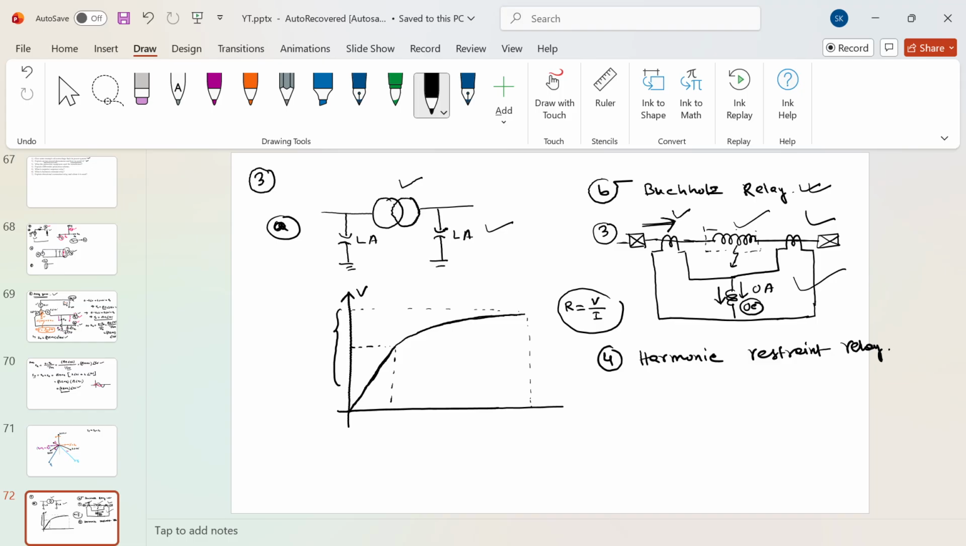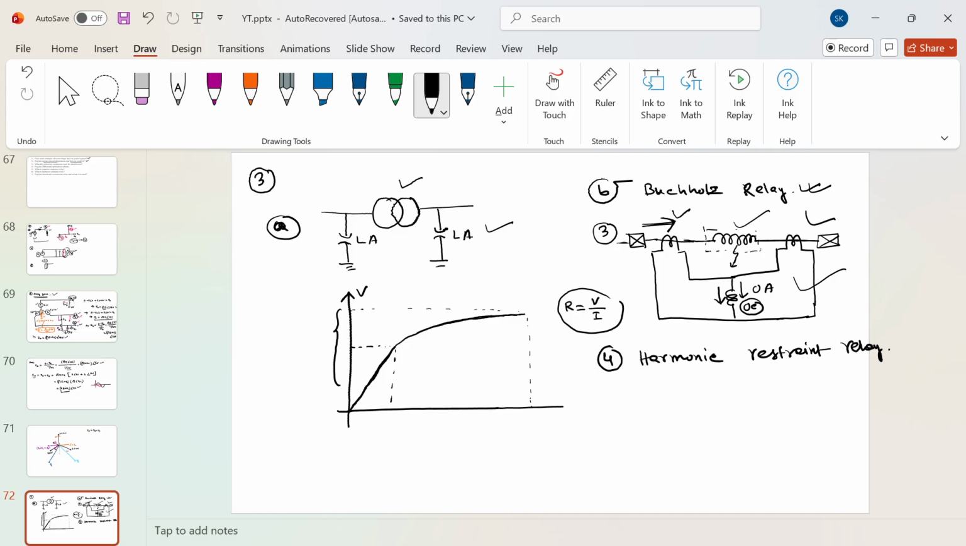So to restrict our differential relay from operating against this high inrush current, we use the harmonic restraint relay. I will explain this particular concept in another video. We use the harmonic restraint relay to prevent mal-operation of the transformer protection.